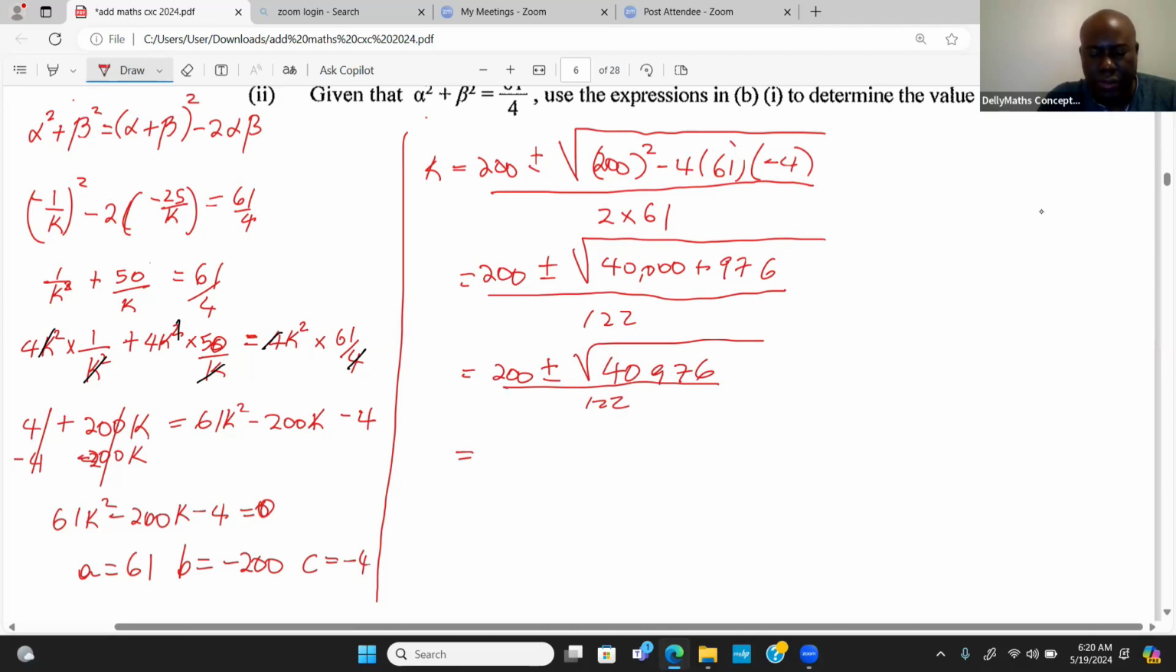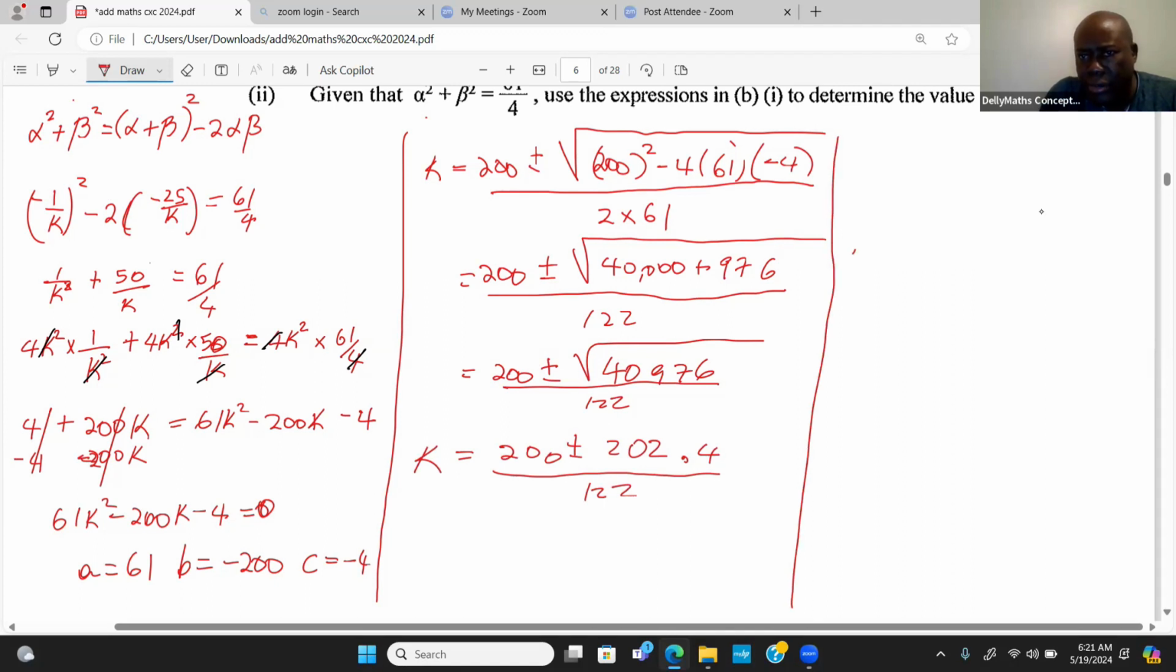So let's find the square root of 40,976. I'm getting some 202. All right, so basically this is what I have. I'm getting 202.4. Right? All of this would be over 122. At this time, we can just finalize the idea because k is equal to all of this.